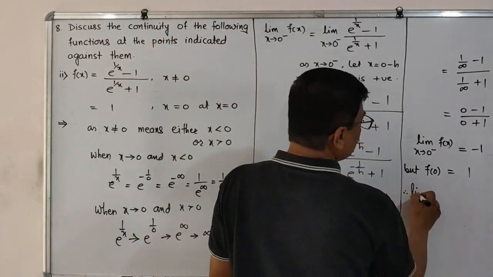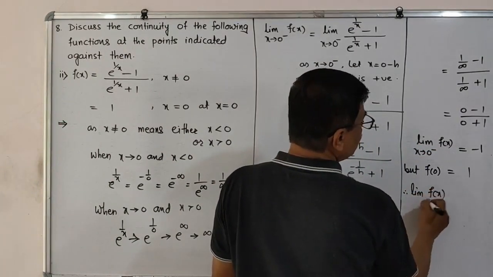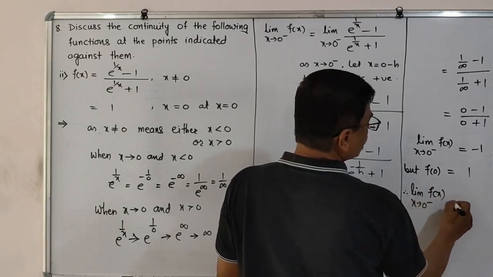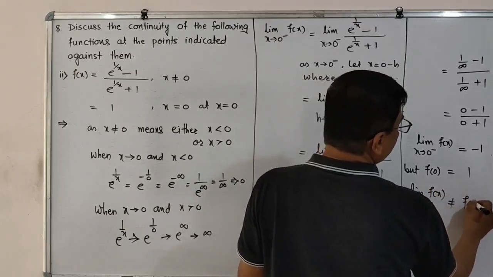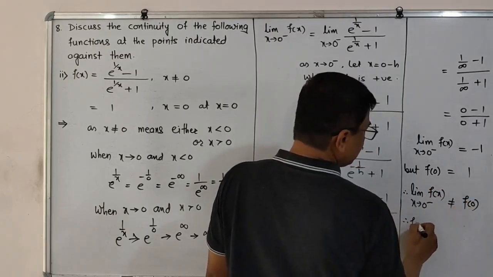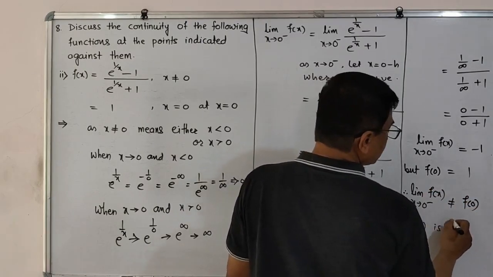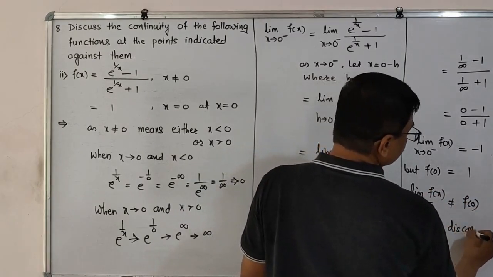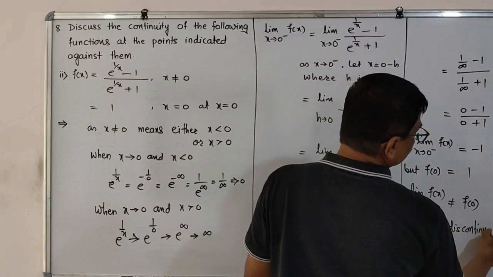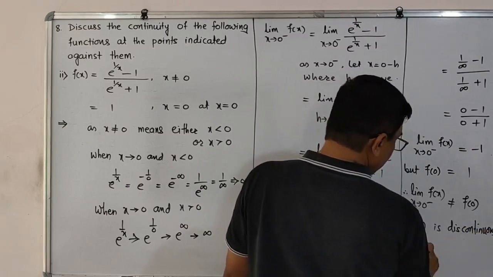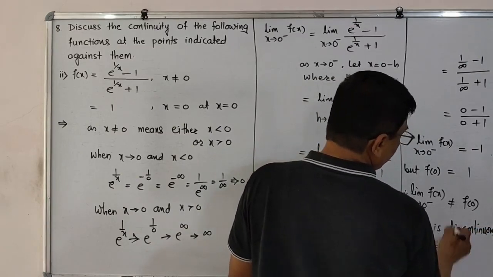Therefore we can say that limit of f of x as x tends to 0 minus is not equal to f of 0. Therefore, f of x is discontinuous at x is equal to 0.